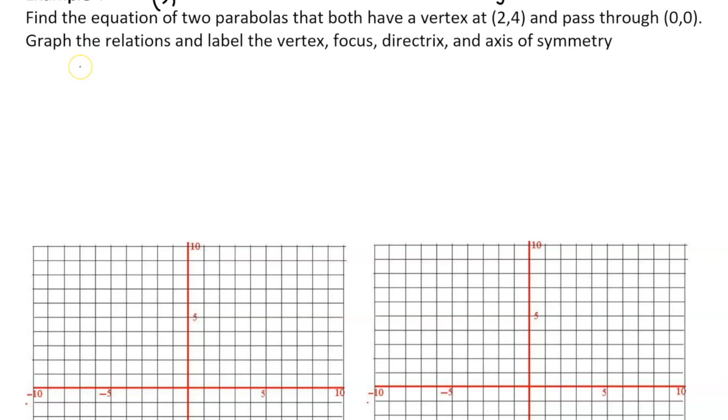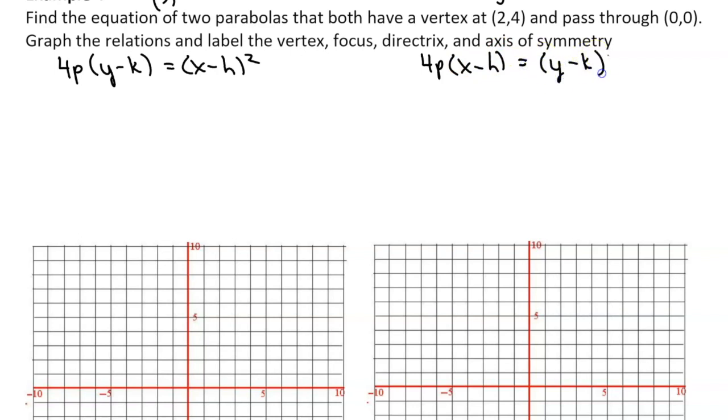And so just to get you started, if we have our parabola that opens up or down, just remember this is going to be the equation of 4p(y minus k) equals (x minus h) squared. And conversely, here you have 4p(x minus h) equals (y minus k) squared. Okay, so those are your options on what you're working with, and let's see how you do with it.